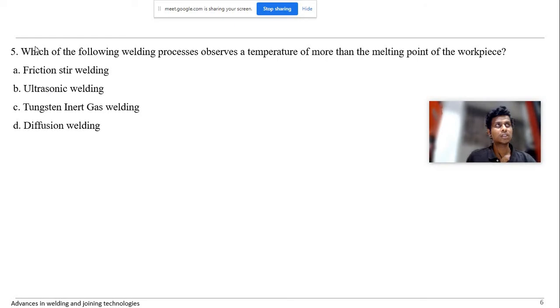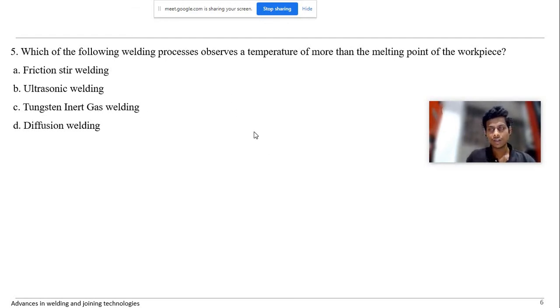Okay, next question: which of the following welding processes observes a temperature of more than the melting point of the workpiece? Sir has explained this in the first weeks, and the answer is C. Why? Because this is fusion welding, explained in week 1 and week 2, and then solid state welding. That is the main thing, right?